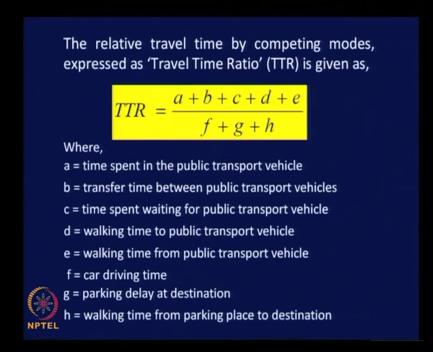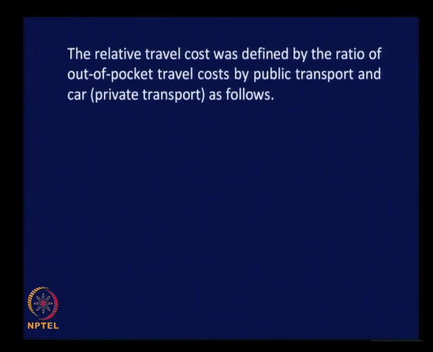Travel cost was taken into account in the modeling process as follows. The relative travel cost was defined by the ratio of out-of-pocket travel costs by public transport and car as follows. What do you understand by out-of-pocket travel cost? We always take money out of pocket and spend. Why not simply mention it as travel cost? Why out-of-pocket travel cost?